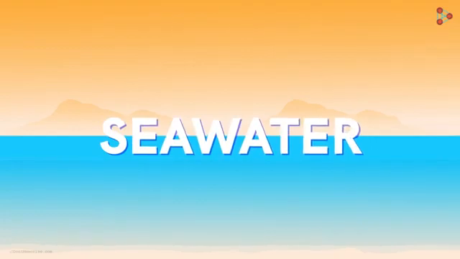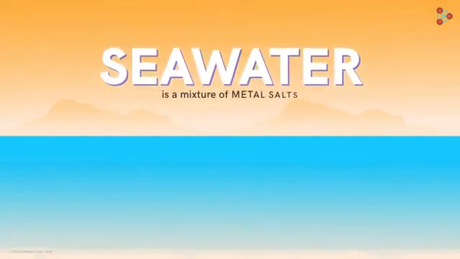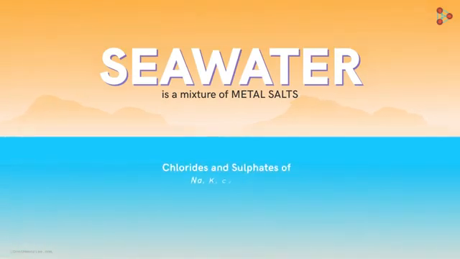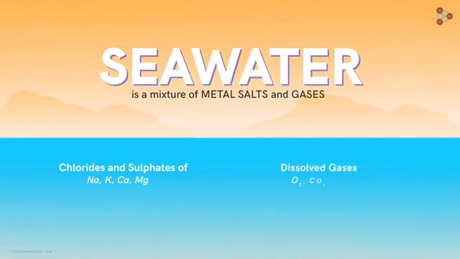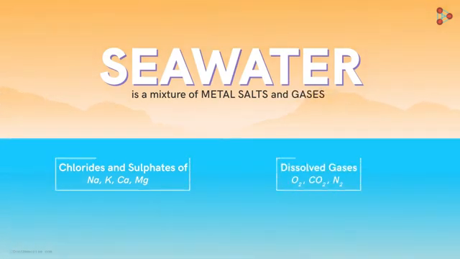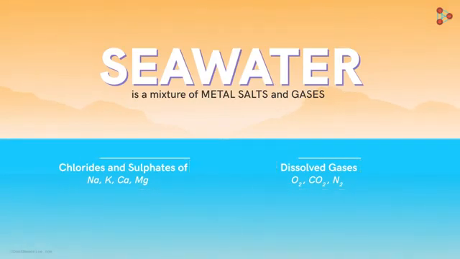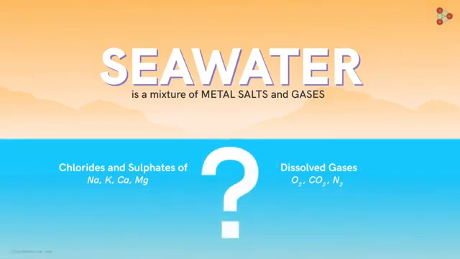Seawater is a mixture of many things. It is a mixture of metal salts like chlorides and sulfates of sodium, potassium, calcium and magnesium, and gases like oxygen, carbon dioxide and nitrogen. It's already a solution of so many substances. What else can we dissolve in it?